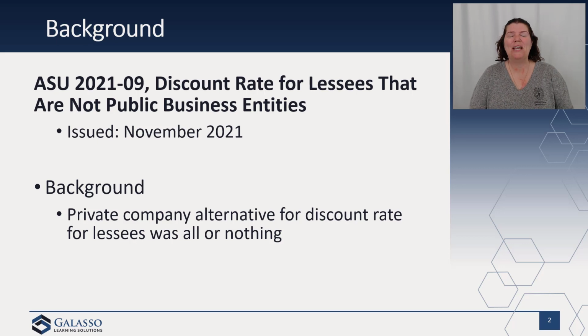and the result is ASU 2021-09. So ASU 2021-09 is the discount rate for lessees that are not public business entities. Again, this is a private company alternative, and it was issued in November of 2021, again, with the kindness towards people having to implement this for next year. A lot of people are trying to get through some of the basic accounting this year so they can be ready for next year. And again, Topic 842 does have a private company alternative, but it's an accounting policy that if you use that risk-free rate, it had to be for all leases. So it was an all or nothing alternative.